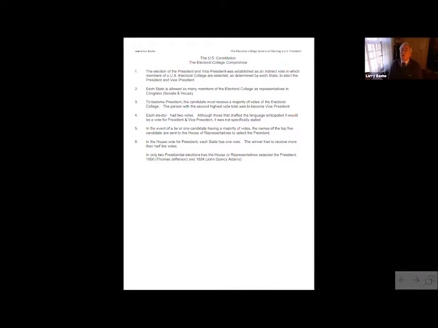Now, this process has really been used only twice: the election of 1800, which we'll talk about, which was the election of Thomas Jefferson, and the election of 1824. Remember, that's the first election where we actually had a full popular vote for president. And that process elected John Quincy Adams.